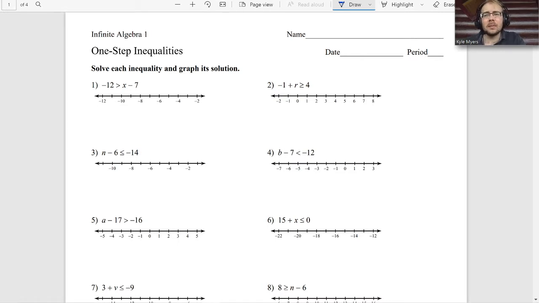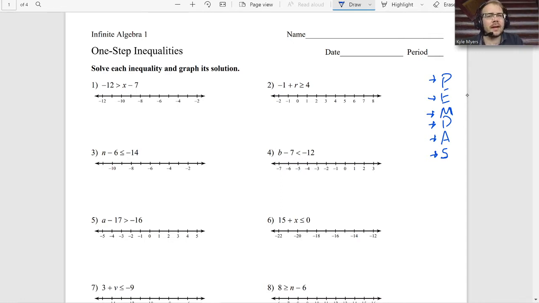Okay, so we talked a little bit about how to solve these last time, but what you do is you do exactly what you normally do when you solve an equation, which is, have you heard of PEMDAS? I'm sure you probably have, right? So PEMDAS stands for Please Excuse My Dear Aunt Sally. It also stands for parentheses, exponents, multiply, divide, add, subtract, and sometimes it's called the order of operations.